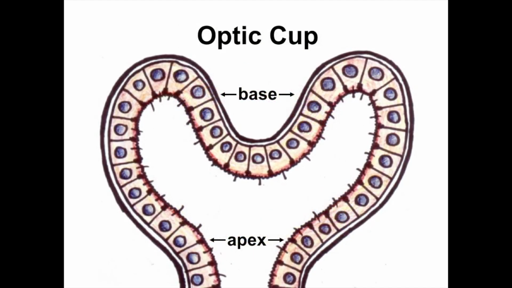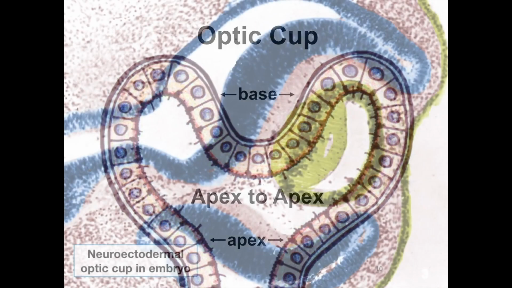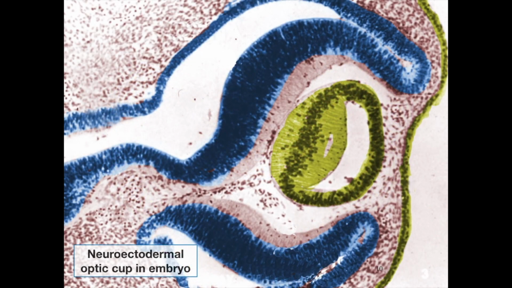During embryogenesis, the optic vesicle invaginates to form the optic cup. As a result, 2 layers of cells become approximated in an apex-to-apex fashion. The optic cup is shown in this microscopic section of a 35 millimeter human embryo.